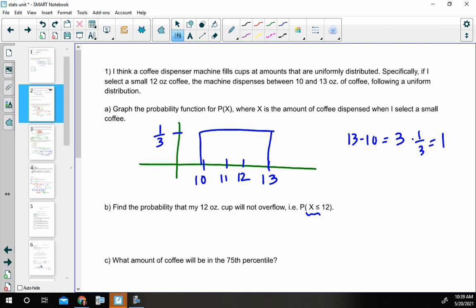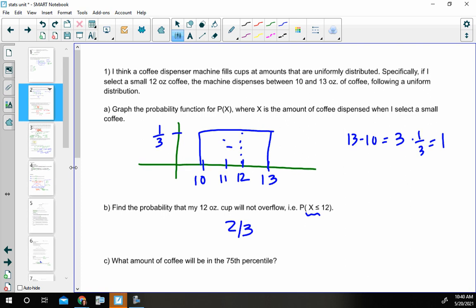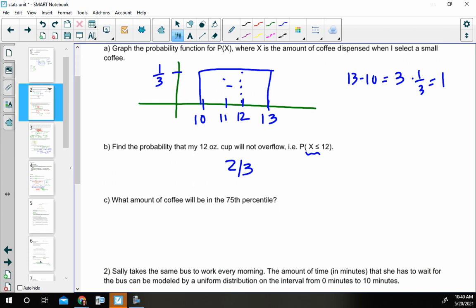I mean, what do you say? What do you think? Two-thirds. Okay, I want all this, so that's going to get me 2/3. So then, this time I need the amount, so this guy here, of coffee that will be in the 75th percentile. So we're going to represent the 75th percentile as 0.75.